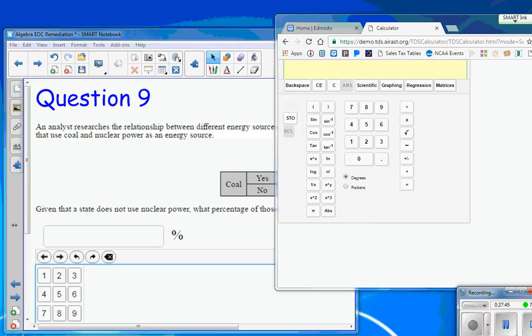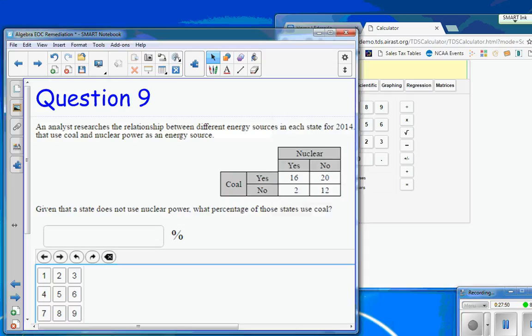Now, in order to do this problem, we have to know how to read this chart, okay? It asks, given a state does not use nuclear power. So here's the states that use nuclear power up here. Yes, they use nuclear power? No. So we're saying given a state does not use nuclear power, what percentage of those states use coal?